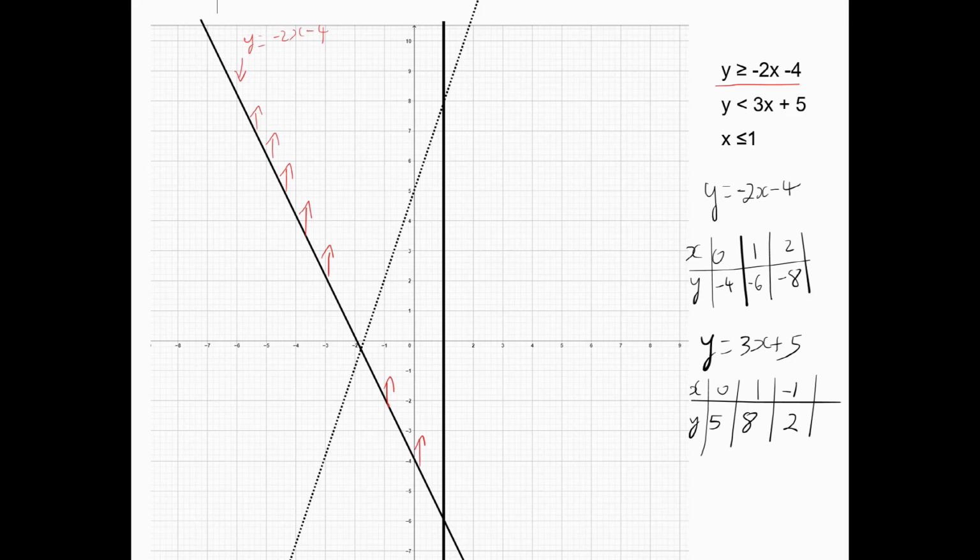Secondly, I want points which are less than 3x plus 5. Y equals 3x plus 5 was the dotted line. Because I want points such that y is less than 3x plus 5, I need all the points which are below the line, less than the line if you like. Finally, I want all of the points where x is less than or equal to 1. So that is all of the points which are either on this line here, or they are to the left of it. So we're looking at the points enclosed by the triangle. I'll shade that in now. There we go. Let's label it R. And that is our completed region.